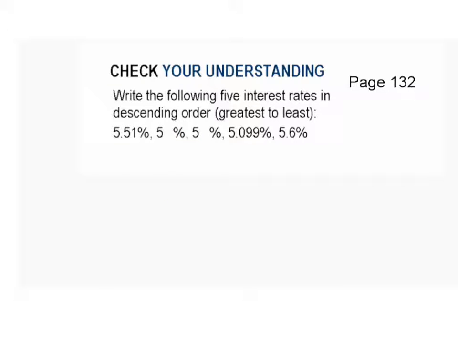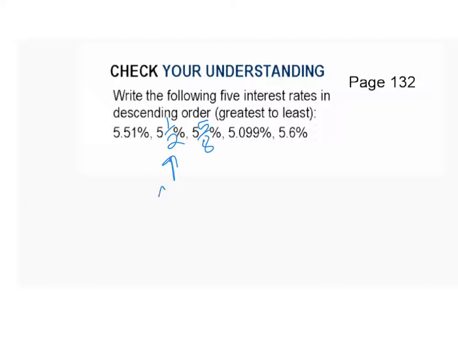Let's do a check your understanding. It says write the following 5 interest rates in descending order from the greatest to the least. So what's the biggest number here? We got 5.5 on, we got 5%. Oh, I can see that the fractions haven't come through. So this is 5.5%, and this is 5 5/8%.